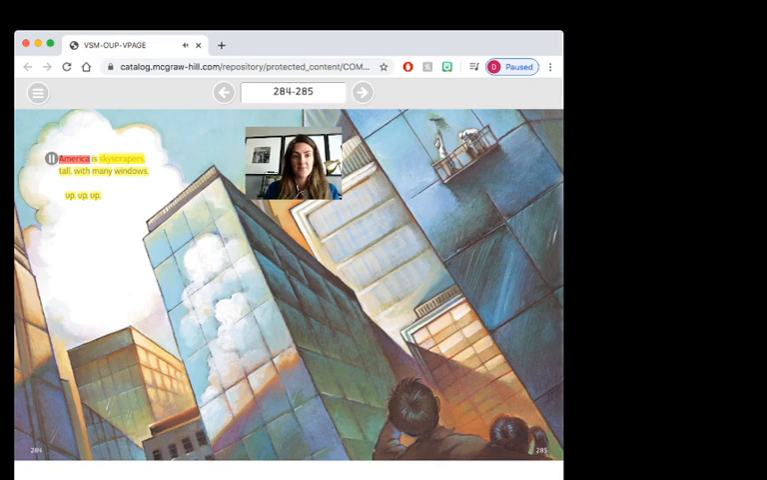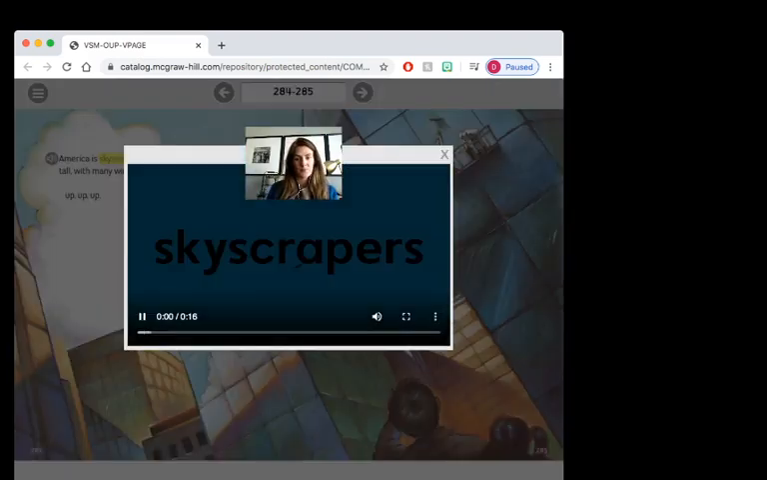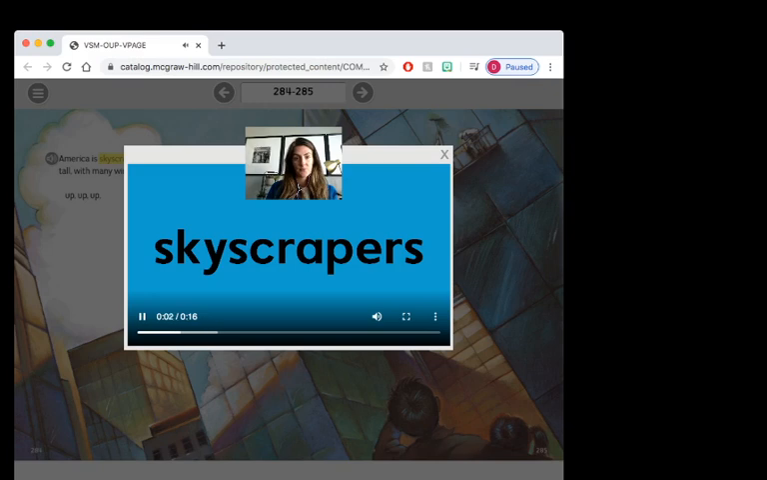America is skyscrapers, tall with many windows, up, up, up. Nice. And look at the people's jobs over there. What are they doing on that far right? And those people are looking up at them. They're cleaning the windows. So America has skyscrapers. So the author is saying America is skyscrapers. Skyscrapers. Very tall buildings in a city.